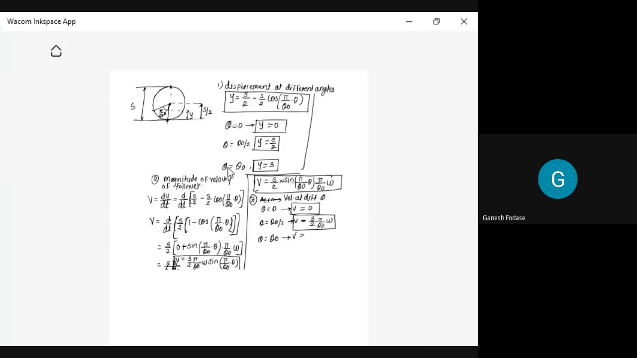Okay, next, acceleration. Sorry, first for velocity at theta o, how much is it? 0. So velocity is again 0, because theta o means sine 180, which is 0. Good. At what cam angle is the velocity maximum? At theta o by 2. So you can write here V is nothing but V max. So velocity is maximum at theta o by 2.